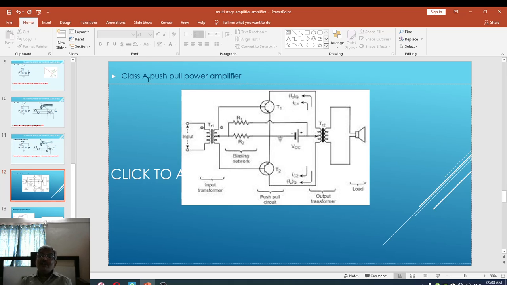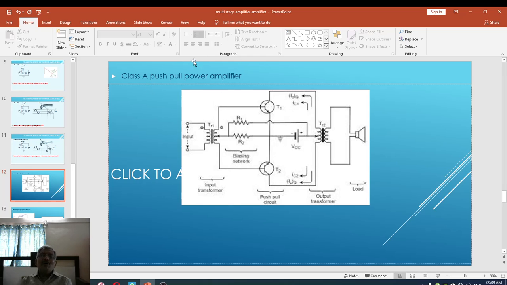Class A, as we have studied in the classification, is the power amplifier in which the output current flows throughout the full AC input cycle. This is achieved by adjusting the operating point of the power transistor exactly on the center of the load line, and that is done by using the voltage divider biasing network. These are the three conditions. If those three conditions exist in the power amplifier, then we can call it a Class A power amplifier. Let us see whether those are present or not.